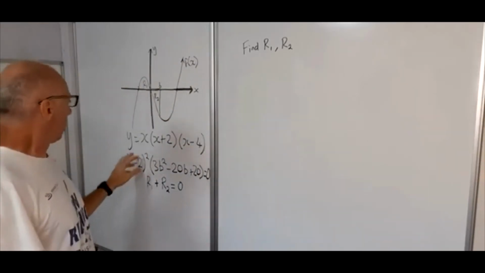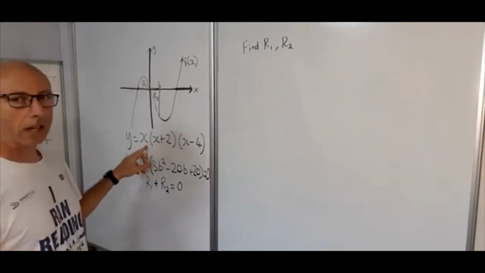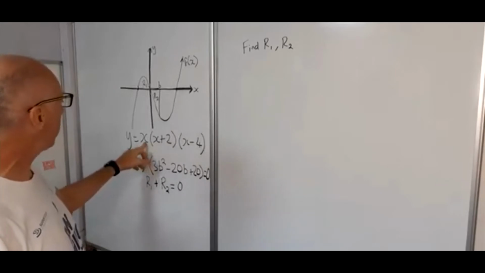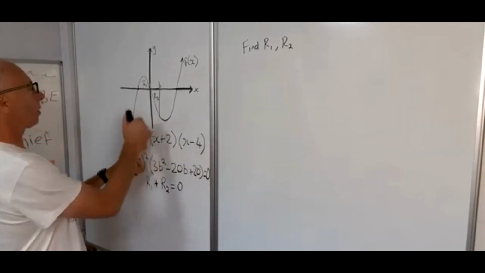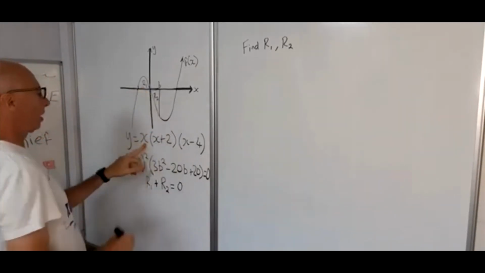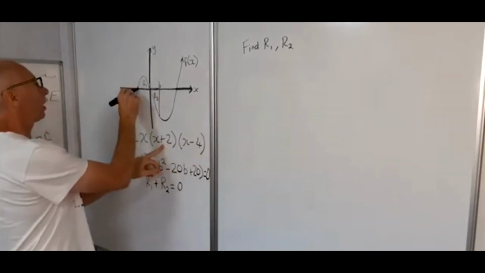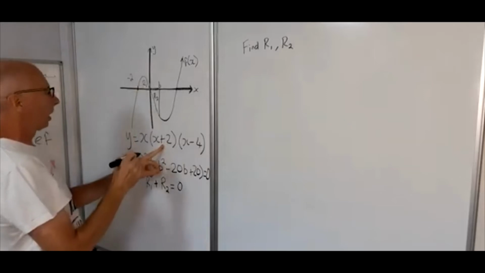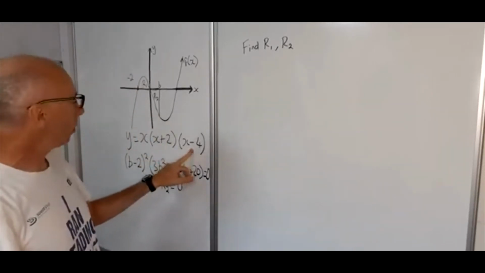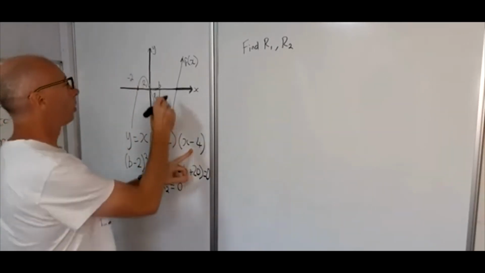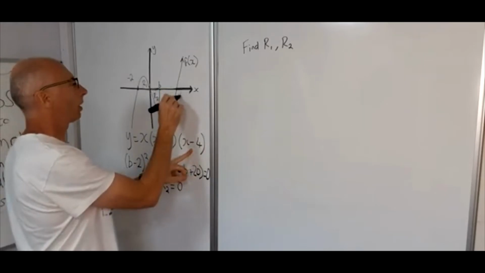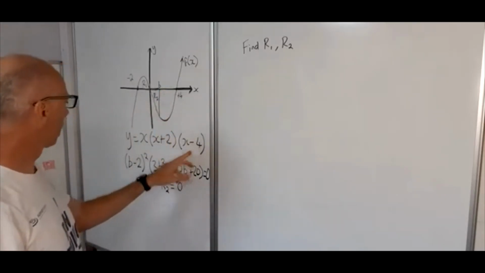Now, looking at that, we can see that our intercepts will be at x equals 0. So that's a solution, so that's here. We've got x plus 2, so that's going to be here, so that's at minus 2. And at x minus 4, that gives us a solution at x equals plus 4. So this will be plus 4.